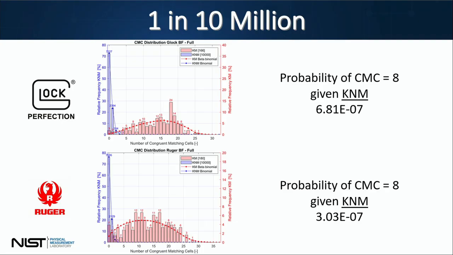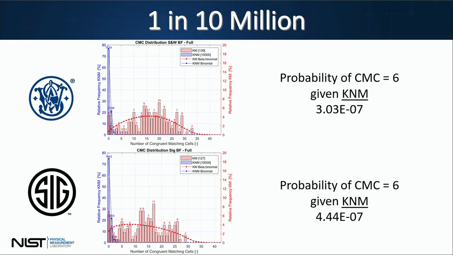Remember, our threshold is at 6. And you can see the scores down there go all the way up to 25, 30. So it doesn't take very much to have a very, very low probability of randomly matching a false positive here. We see the same thing for Smith & Wesson and SIGs as well. And these actually scored a little bit better at 6 here.